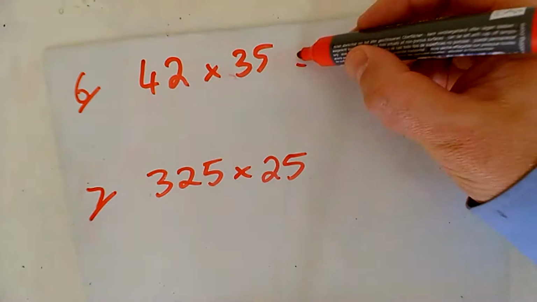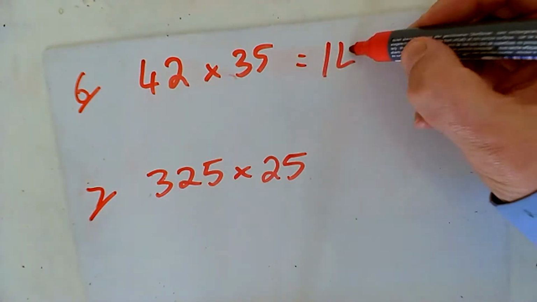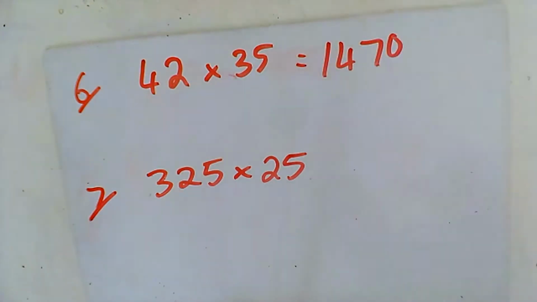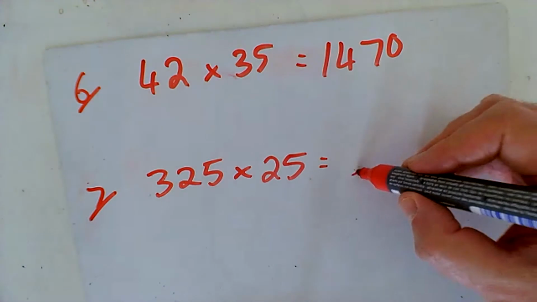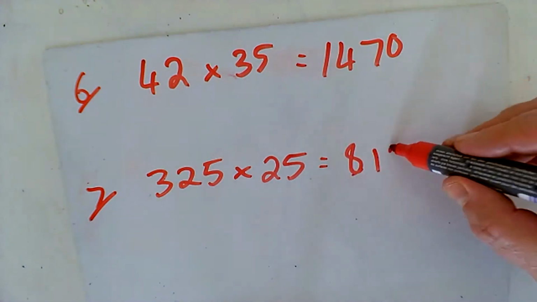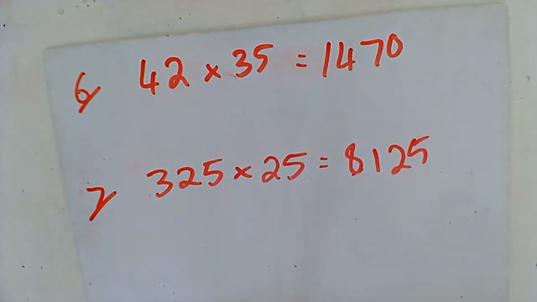Right, so what you should have for this one, and if you haven't, I want you to go back and do it again, please. Check where you've gone wrong. I would say just start it again if you didn't get that as your answer. Same with this one, please. You should have had 8125 for this one. If you didn't, go back and do it again until you get it, because you need to be able to do this method.